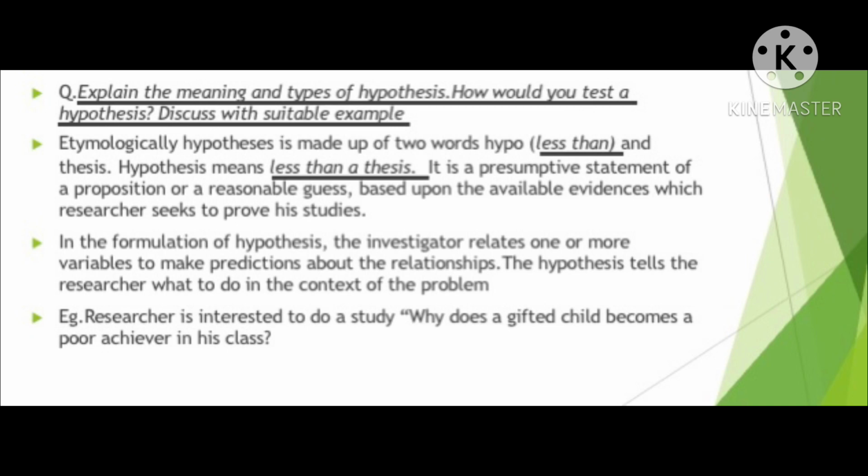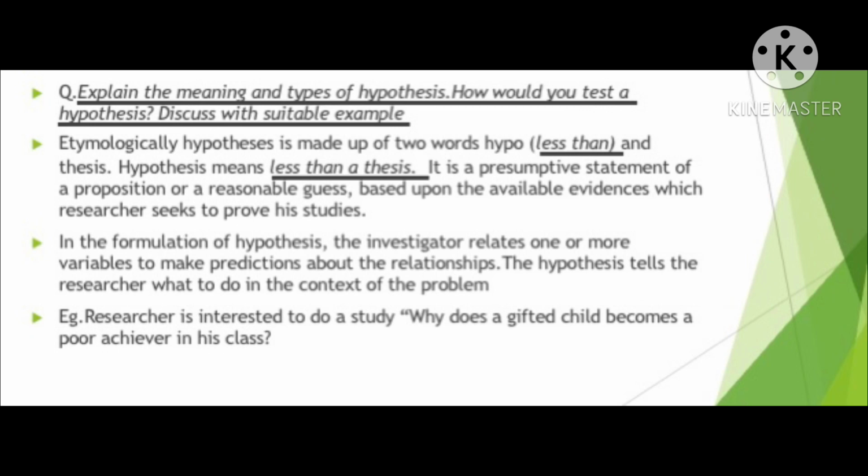In the formulation of hypothesis, the investigator relates one or more variables to make predictions about the relationship. There are many variables in a situation, and how these variables are related to each other, that's what the researcher is going to find out. The hypothesis tells the researcher what to do in the context of the problem, in which way we have to proceed in order to get a solution. Example, the researcher is interested to do a study.